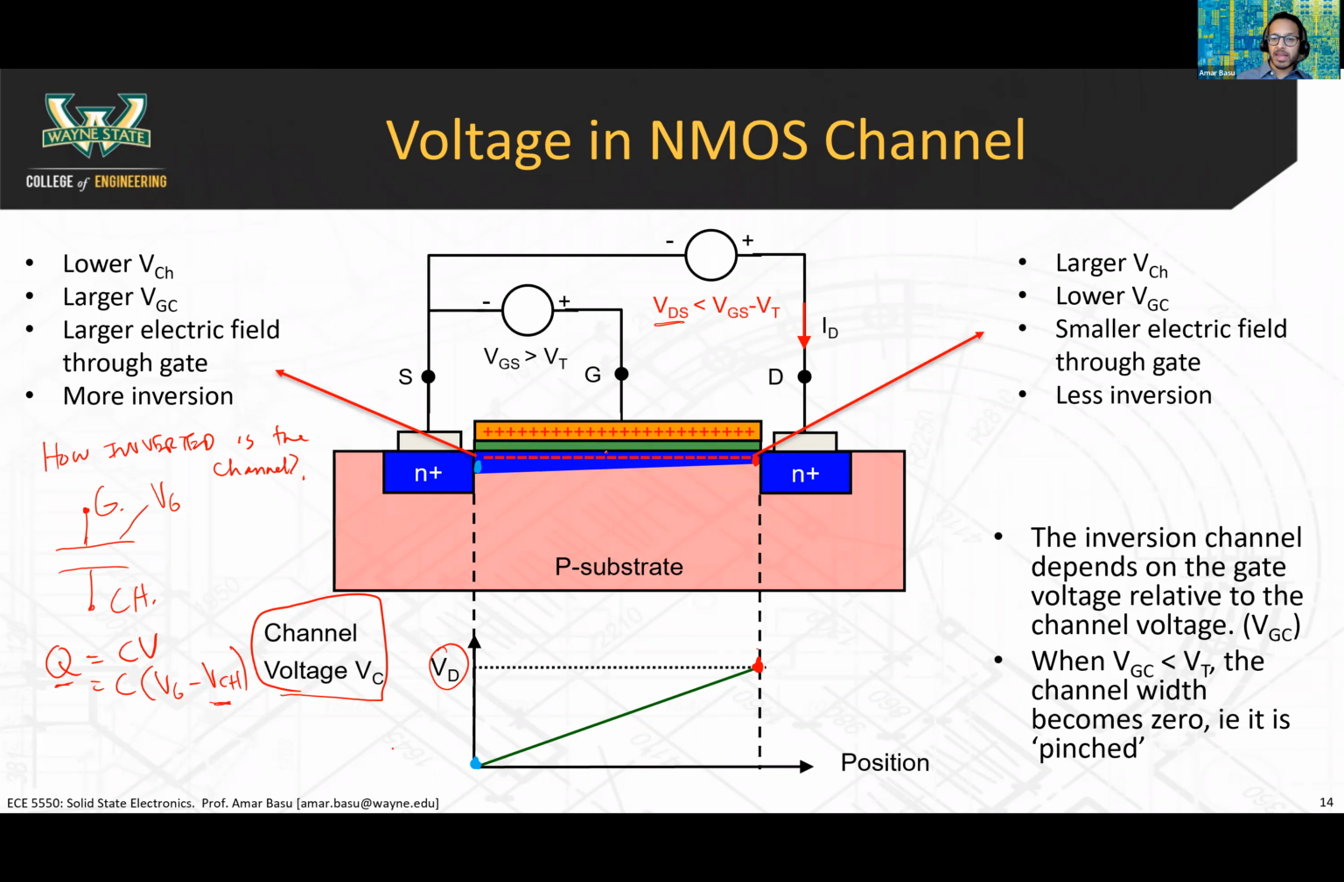At the extreme case, you could have a situation where there's hardly any charge at all on the right side. That's if the channel voltage is very large. If you apply a large VDS, you're going to have a very large channel voltage here, and that's going to result in a very small Q. And it can get to the point where, when VDS is greater than VGS minus VT, that part of the channel can become pinched, and that is a different mode of the MOSFET. That's called the saturation region of operation.